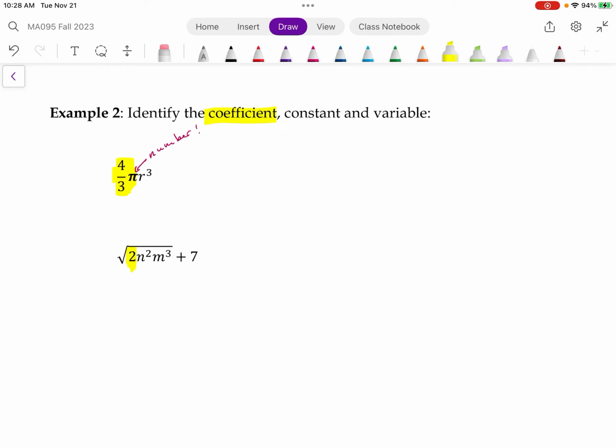All right, and so the next one is going to be the constant. There is no constant in the first one. The second one, that is the constant. And the variable is going to be this r right here, not the cubed, just the r. So in the next one, it's the n and the m. And to be technical, it's actually n squared square root and m cubed square root, but we won't get into that.